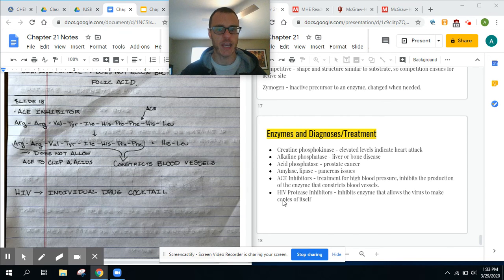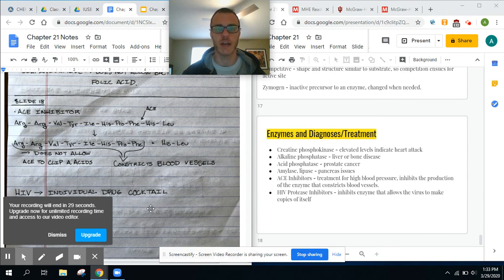Now this is for HIV protease inhibitors. These inhibit enzymes that allow the virus to make copies of itself. Very powerful drugs here. But first of all, I know very little about HIV, so please don't ask me any specific questions. My understanding is that someone with HIV is going to have a very individualized treatment. They're going to get a drug cocktail that's specific to their needs.